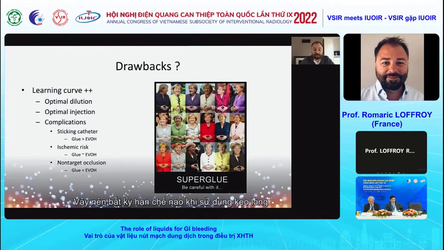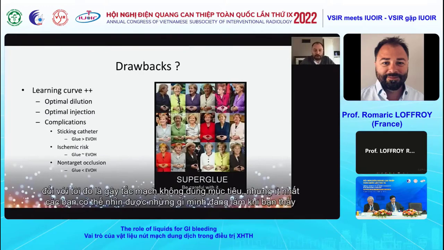So any drawbacks of using liquids for that? Learning curve for sure, optimal dilution. You have to dilute with lipiodol if you use glue from 1-to-1 to 1-to-4 ratio, according to the type of vessel you embolize. Injection, of course, but the risk of complications, sticking the catheter probably a little bit more with glue than with copolymers, but honestly, I've never stuck any catheter and left any catheter in any patient, so forget about that.